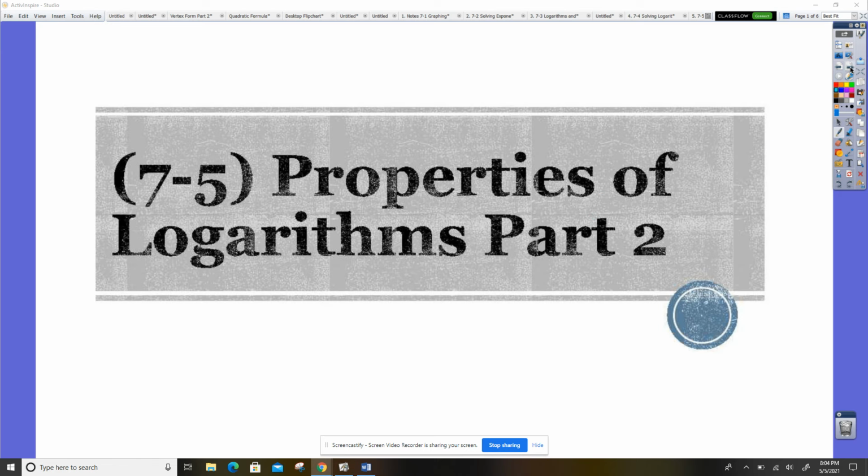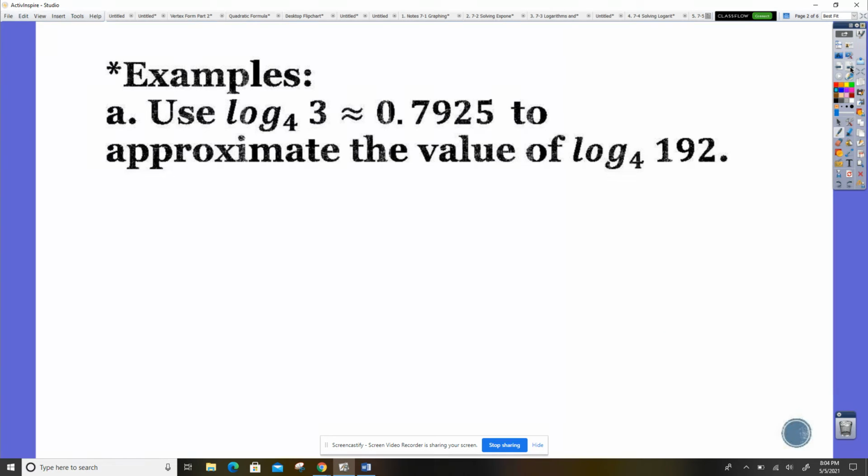Okay? Now, the first part of Part 2 is using logs that we already know the value for to estimate the approximate value of logs we don't know the value for. For example, we are going to use log base 4 of 3, which equals about 0.7925, to approximate the value of log base 4 of 192.